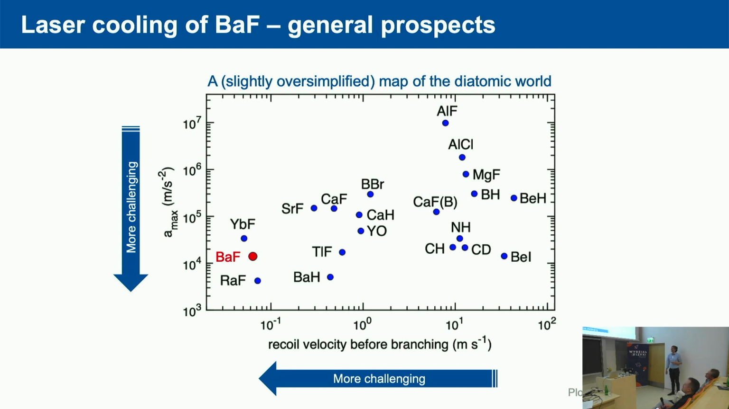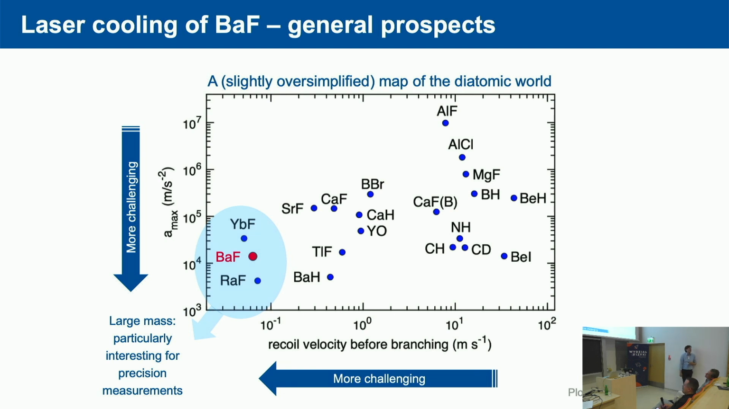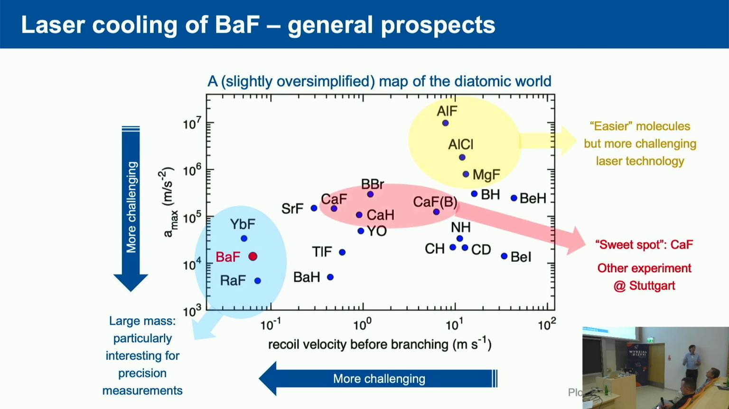But as Mike was already pointing out, this is a price you have to pay because it's mainly related to the mass of the molecule. And of course, the heavy mass makes this corner of the plot interesting for precision measurements. Now, Stefan will later tell you that, of course, you want to be up here on this side of the plot. And these molecules are, in principle, easier to cool, but then you have to deal with more challenging laser technology. So there seems to be a sweet spot in between, which is also mainly calcium fluoride these days, and you will hear a lot about this. We also have an experiment working on this in Stuttgart, but I will focus on the barium fluoride for today. So this is something for another day.